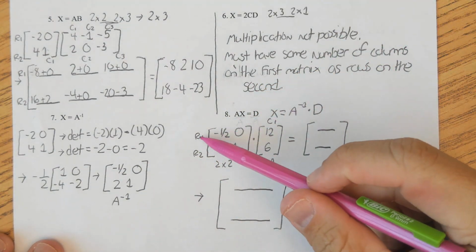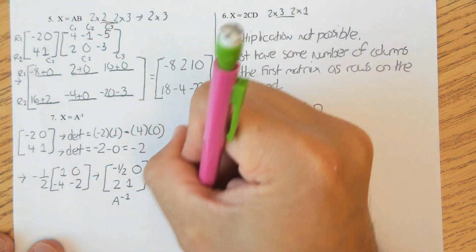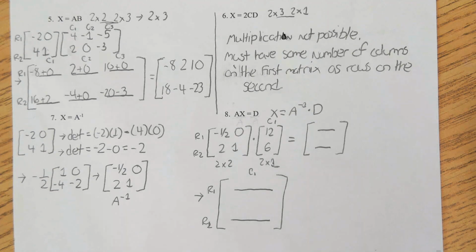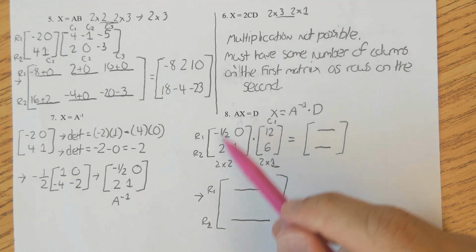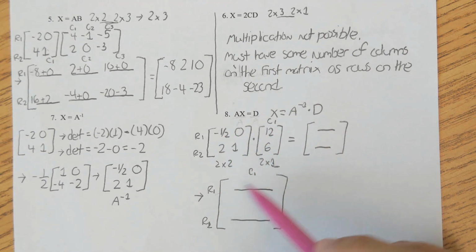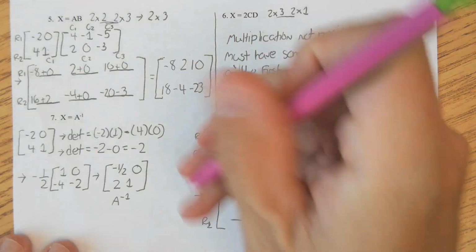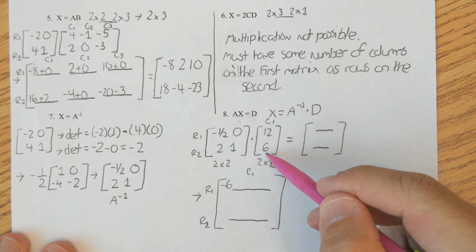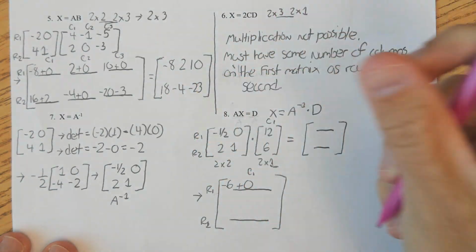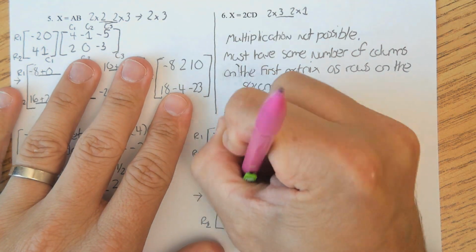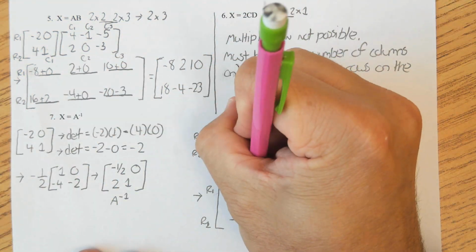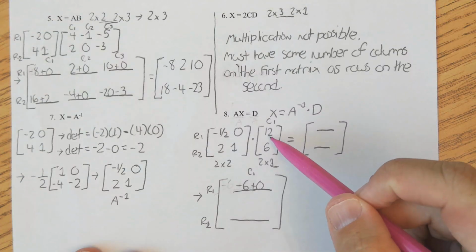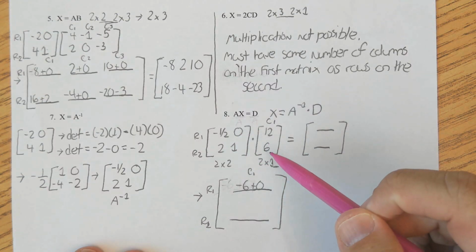And here we go. Again, label down here as well your rows from the first and columns from the second. Guys, if you have two different colors, I would use that if it's confusing you a little bit. So here we go. We're doing row 1 times column 1 here. Negative 1/2 times 12 is a negative 6. 0 times 6 is 0. So we've got negative 6 plus 0. Again, negative 1/2 times 12, and 0 times 6.